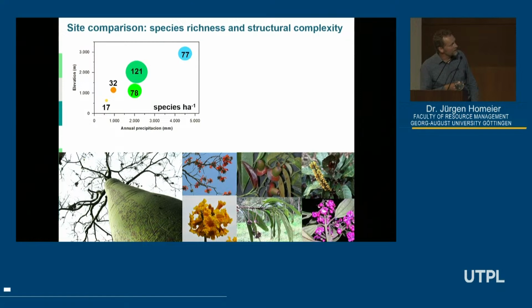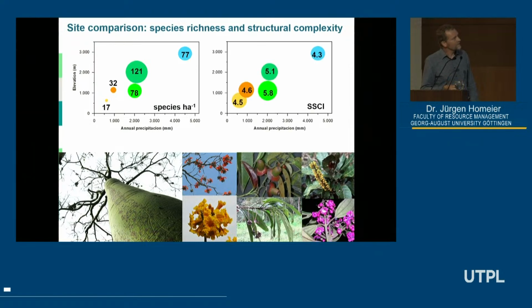But again, there's quite a difference between the study sites. So in general, the dry sites are poor in species and the humid sites have many more species. Another interesting parameter is the SSCI, the Stand Structural Complexity Index, another index derived from the terrestrial laser scanning. That shows that we find the highest value for stand structural complexity in the lower montane and in the pre-montane forest, whereas the dry forest sites and the upper montane forest sites are very similar in their structural complexity.